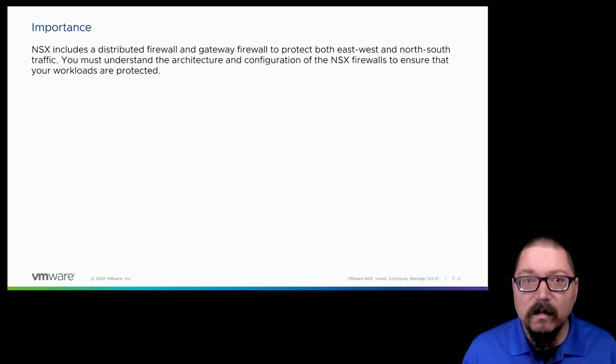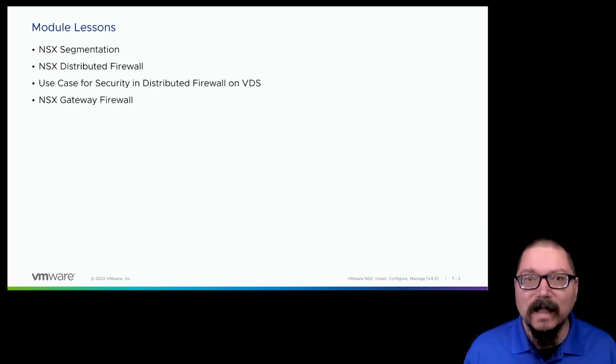Now, there's a whole bunch of stuff that we want to get into here. First, we're going to talk about segmentation, and then we're going to talk about the distributed firewall, and then we're going to talk about using the distributed firewall just on a VDS, as a security only deployment of NSX. And then finally, we're going to talk about gateway firewalls.